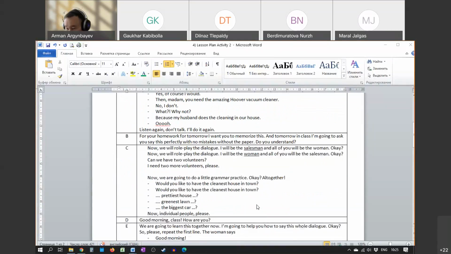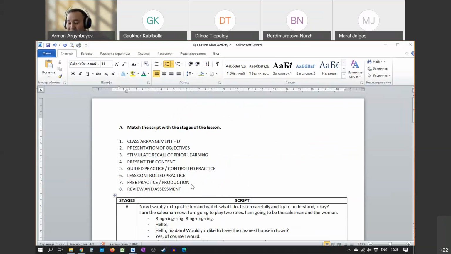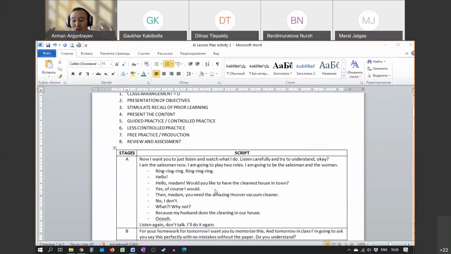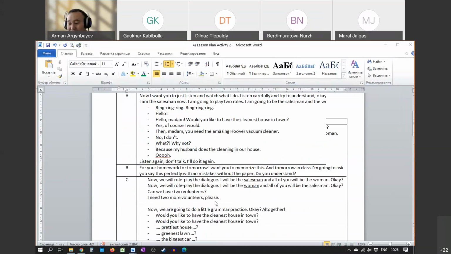C. Now we will role play the dialogue. I will be the salesman, and you, all teachers, will be the woman. So the teacher reads the words of the salesman. Students repeat. So less controlled. Free practice. Do we have it? No, we don't have it. Students don't produce anything. They only learn the dialogue, memorize it, and they repeat after the teacher. They assume different roles of 2 people: the salesman and the woman. And 8 is, of course, B. The last one.